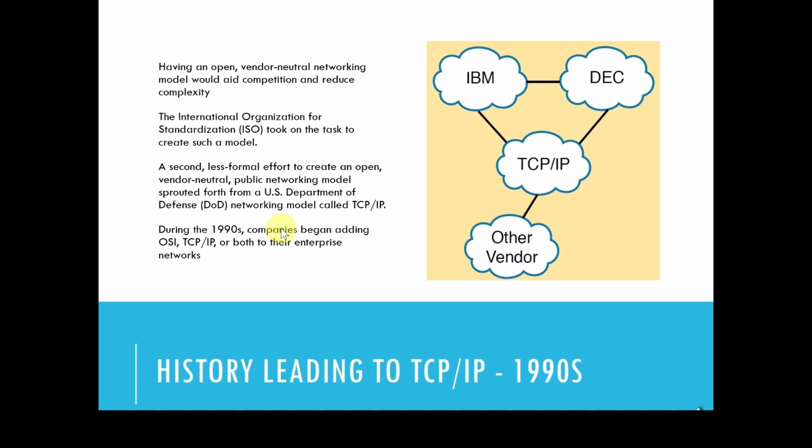Then what happens? The International Organization for Standardization, which is called ISO, took the task to create such an open standard model. When they started creating the ISO model, at the same time, the US Department of Defense, which we call the DoD, also started to prepare their own model, but technically that was prepared for their own purpose. They named it the TCP/IP model. The open standard model was called ISO, and the one from the US Department is called the TCP/IP model.